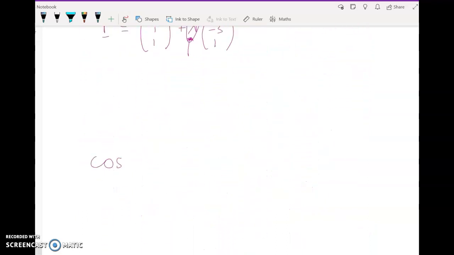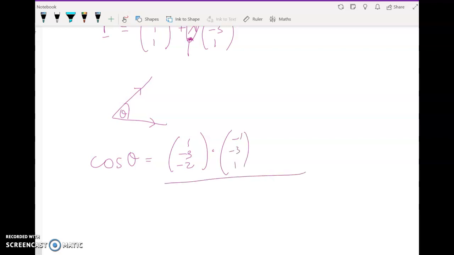And I'm going to use this result, which is that the cosine of the angle, so we've got the 2 vectors here, then cosine of theta will equal the dot product of the 2 vectors scaled by their magnitudes, right? So this one will be 1 squared plus negative 3 squared plus negative 2 squared. And this next one will be negative 1 squared plus negative 3 squared plus 1 squared.